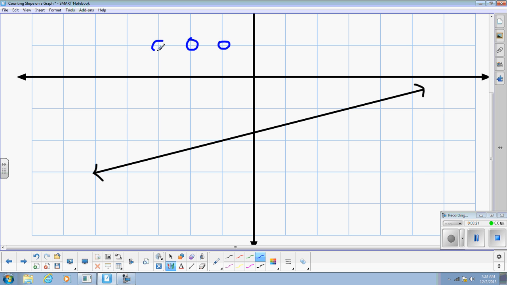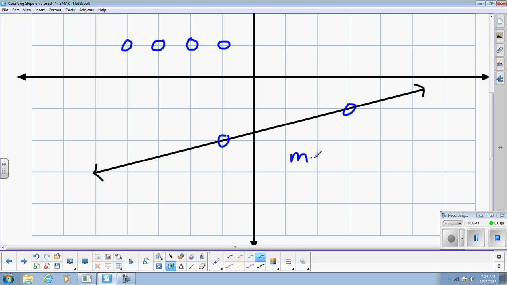You're looking for where a line crosses those kinds of intersections, when you don't have a line that hits a nice spot on the y-axis. Well, here's one right here, and here's a second intersection where the line crosses. So now I'm going to count from here to here.